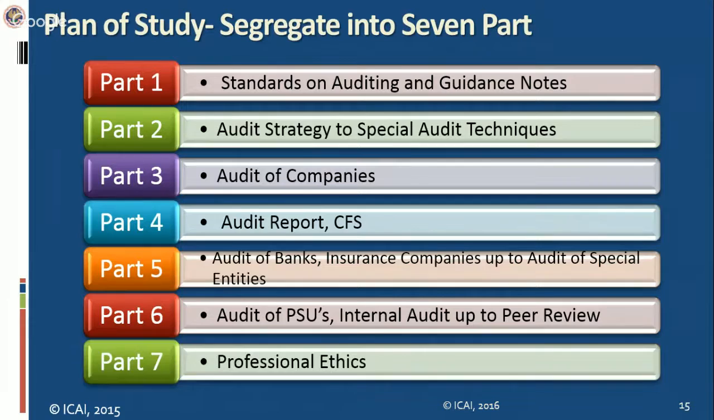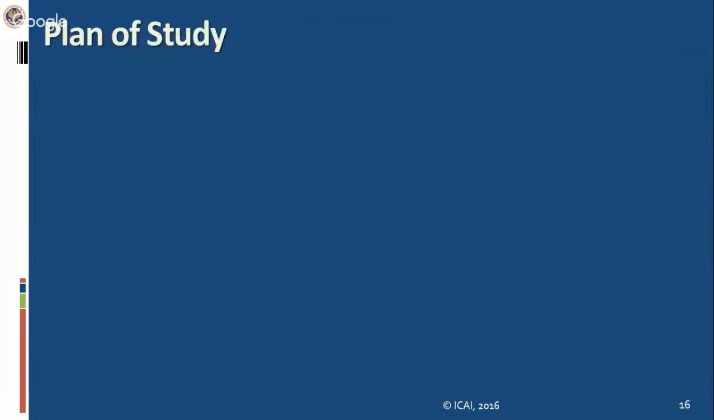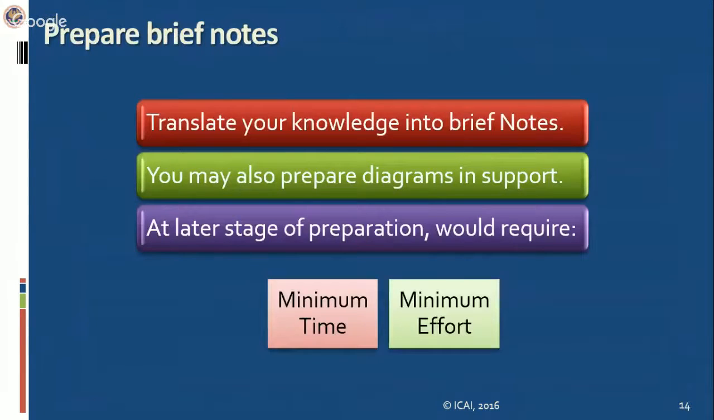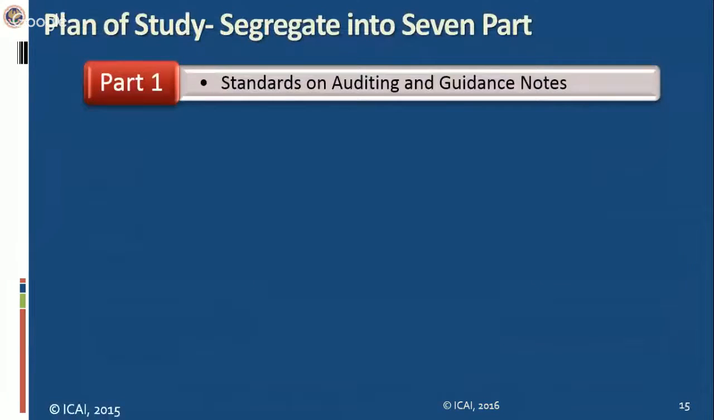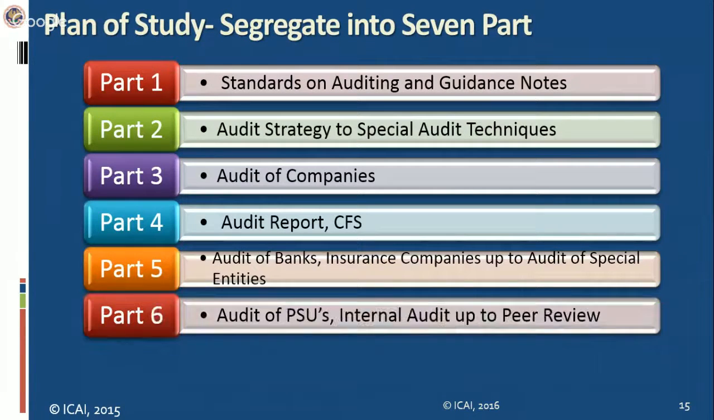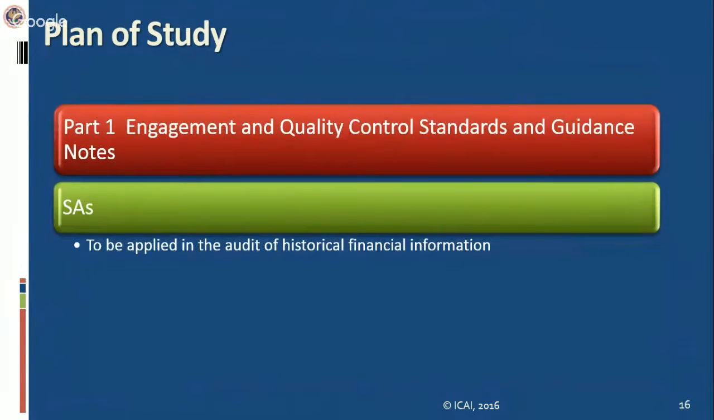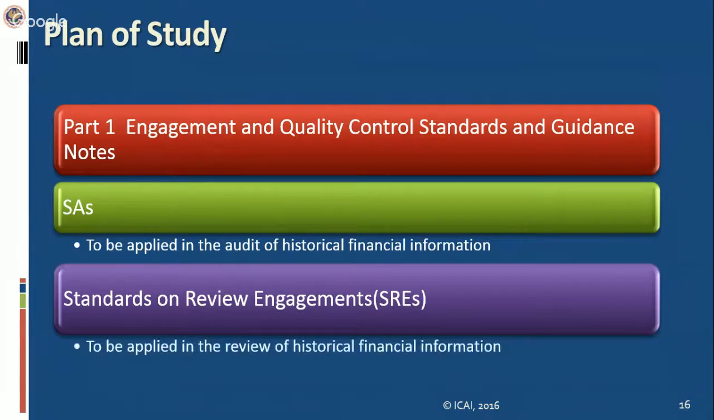Now for your convenience, the whole strategy has been divided into 7 parts: standards on auditing and guidance notes, audit strategy, audit of companies, audit reports, CFS, audit of banks, insurance companies, audit of PSU, professional ethics. Part 1, auditing standards. I will tell you how to study this auditing standard in this particular lecture.